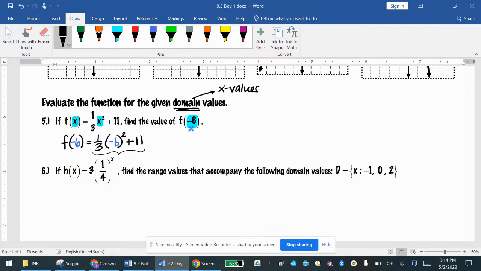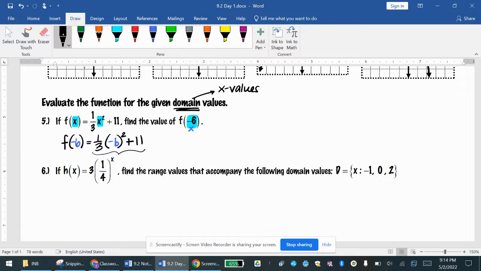So 1/3 times parentheses. Those parentheses are so important. Negative 6 squared. And then plus 11. Okay, so your answer should be 23.